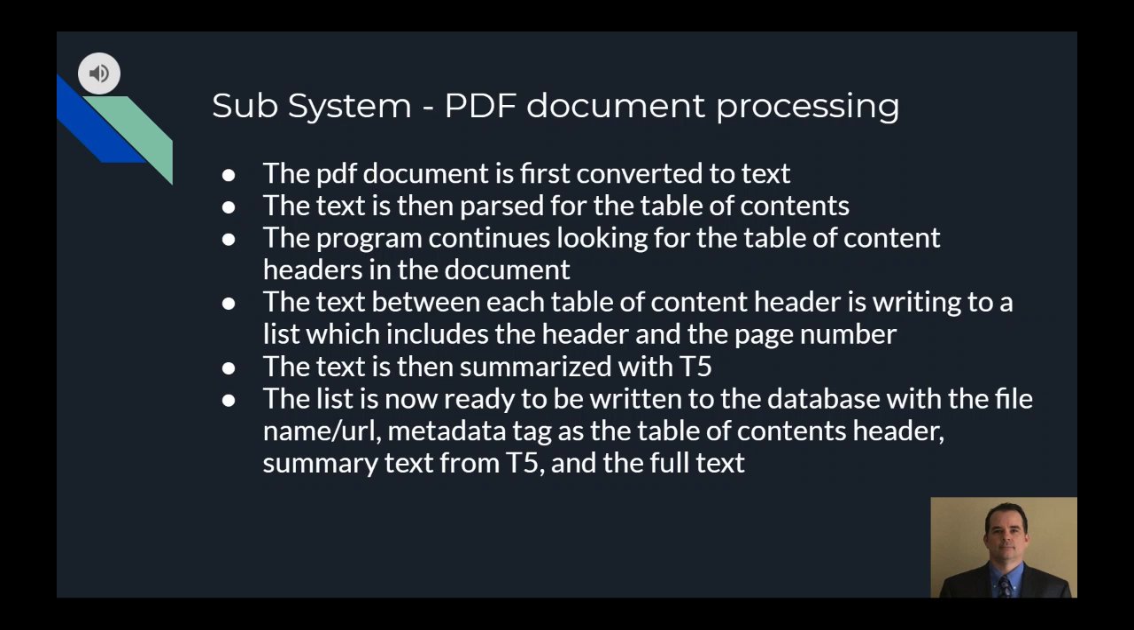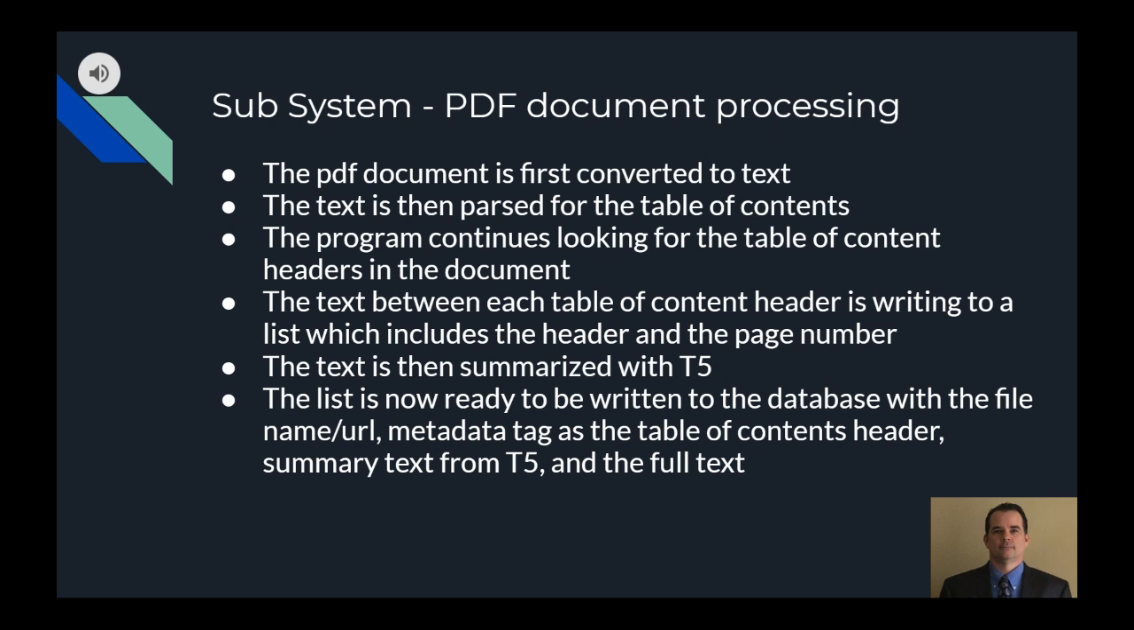Subsystem for the PDF document. The subsystem for the PDF document processing will work as follows. First, we take the PDF and convert it into a text file. Then we read that text file and look for the table of contents. Then we parse the table of contents with the page number of each option in the table of contents.